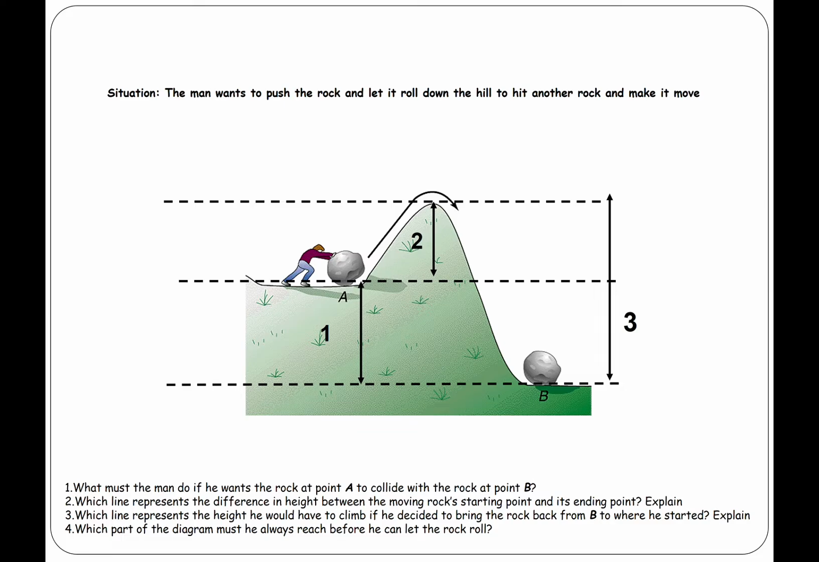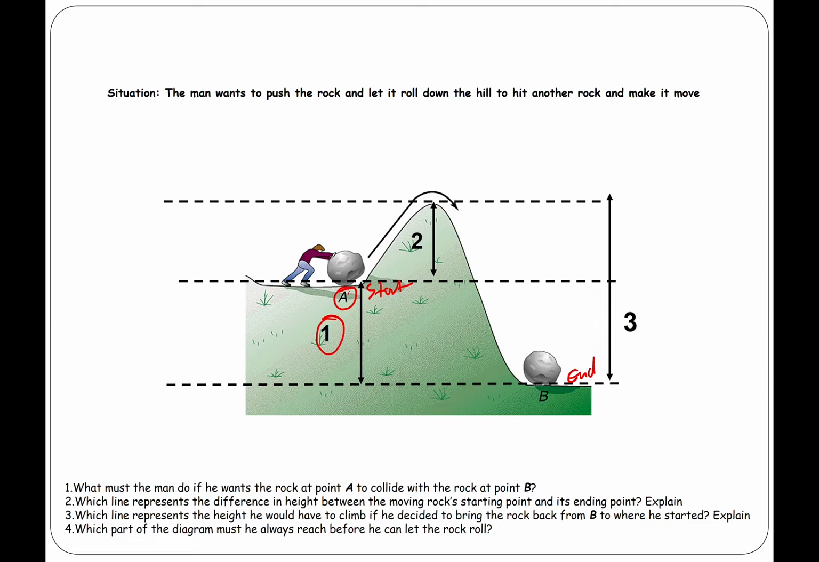Question 2. Which line represents the difference in height between the moving rock's starting point and its ending point? Explain. So the moving rock is at point A here. The difference in height between the starting point and its ending point would be this line labeled number 1. If this is the start and this is the end point, the difference there is number 1.